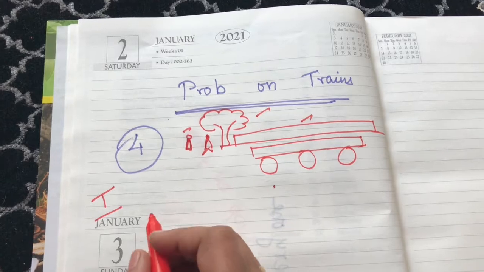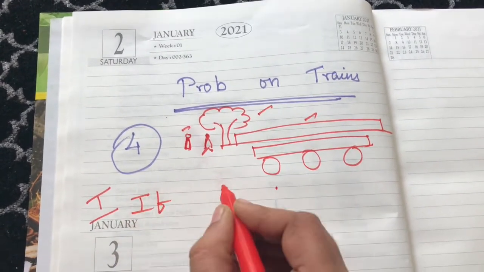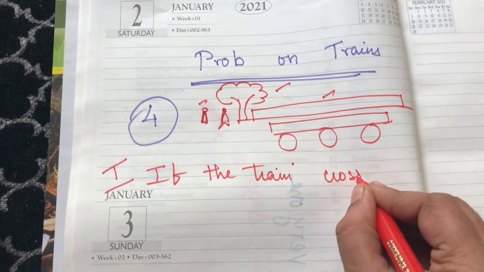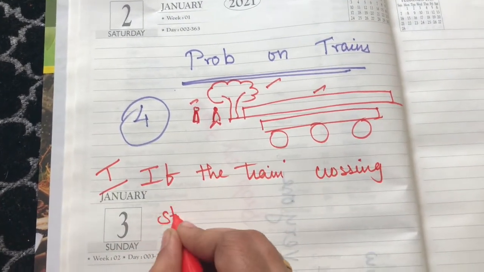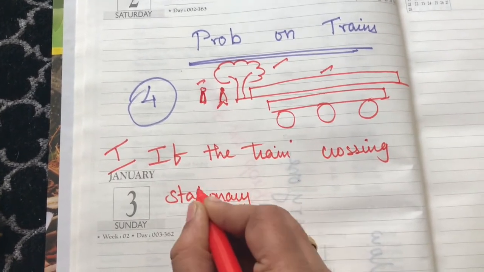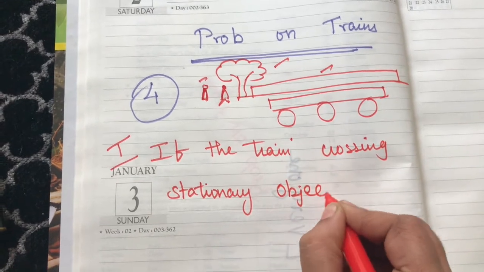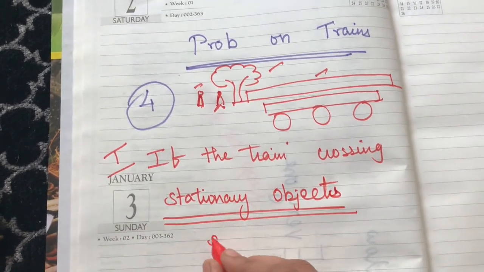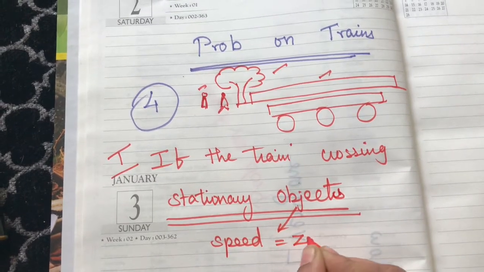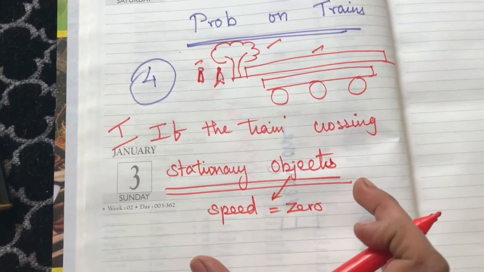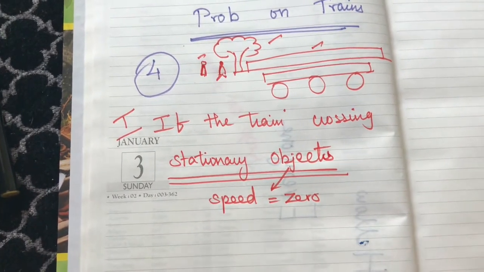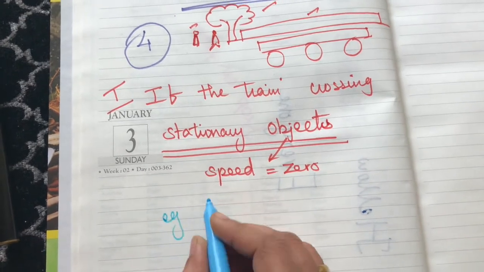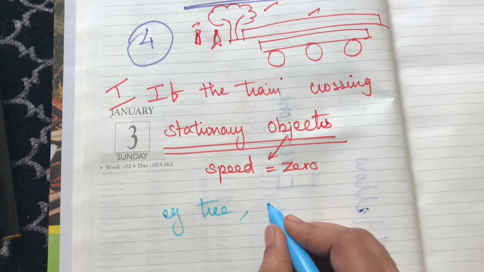So let's see that. The first one is if the train is crossing stationary objects. What is a stationary object? It is nothing but an object whose speed is equal to 0. There is no speed, the object is at the same place. It never moves. For example, I can easily take some examples like a tree, which won't move, and then a platform.